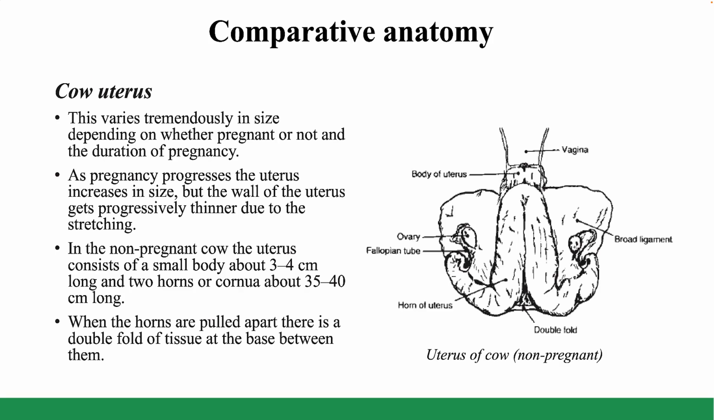So the uterus of a cow varies in size depending on whether the cow is pregnant or not. You can see these two horns of the uterus, very distinct and very large, but the body of the uterus is a little bit squeezed, it is small. When the horns are pulled apart, there's this double folding tissue that can be seen. This double folded tissue is also a distinctive feature of the cow's uterus.